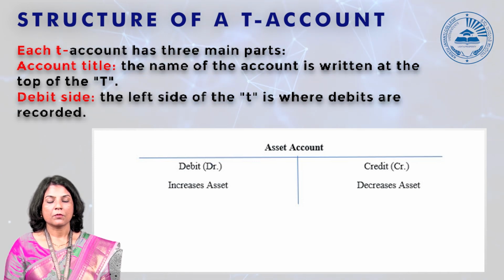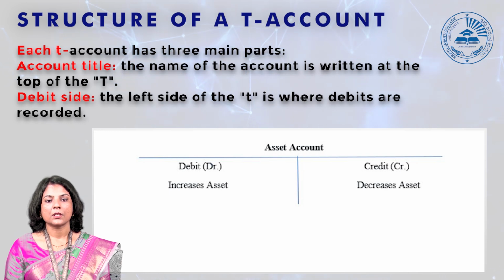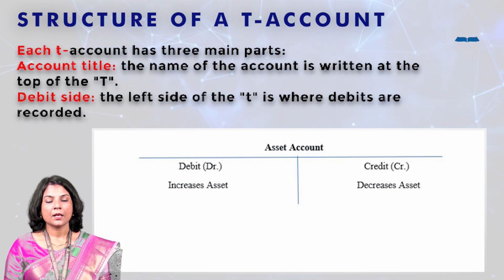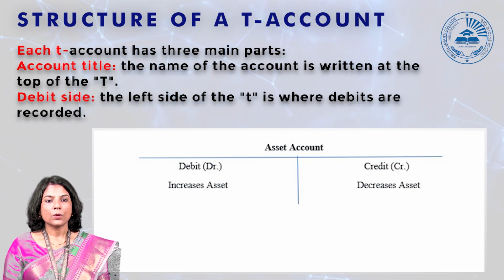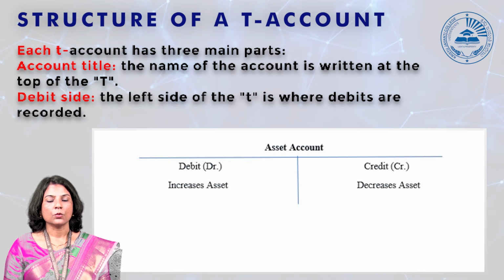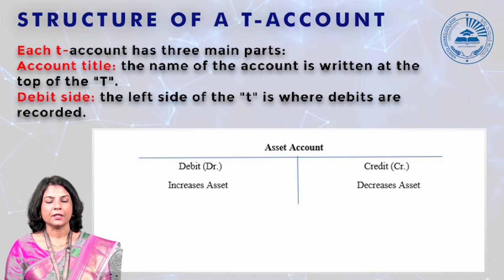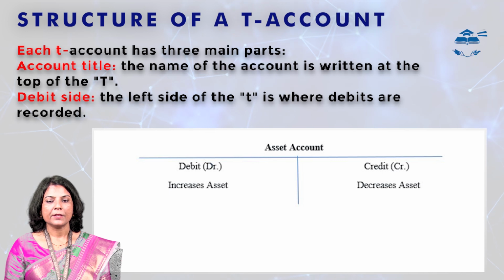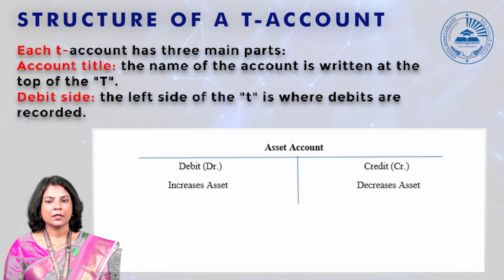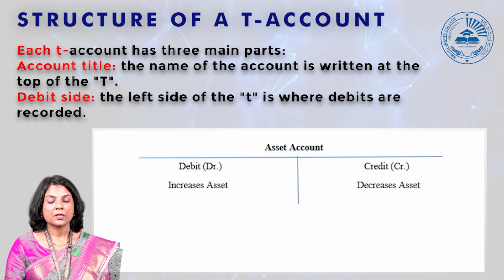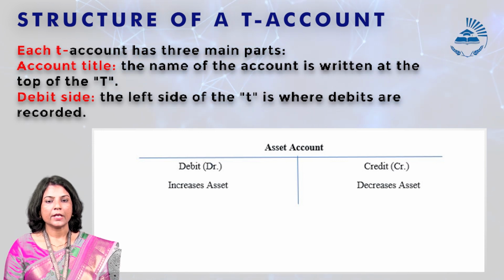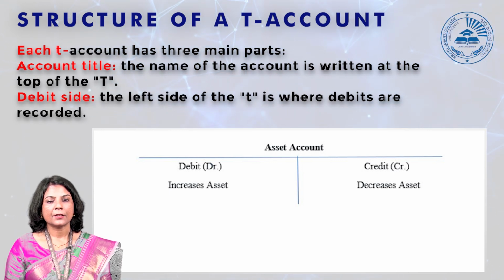The first component of a T account is the account title. It's very important: whenever we are passing any transaction or entry, two accounts will be involved. The name of the account will be written at the top of the T. Here you can see in the PPT, it is written as asset account or any other account. So the account title here is the asset account. I have discussed the different types of accounts. It can be an asset, liability, expense, revenue, any account, which will be titled at the top of the T account. Then there will be a debit.